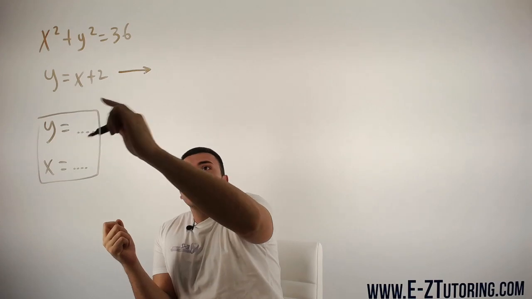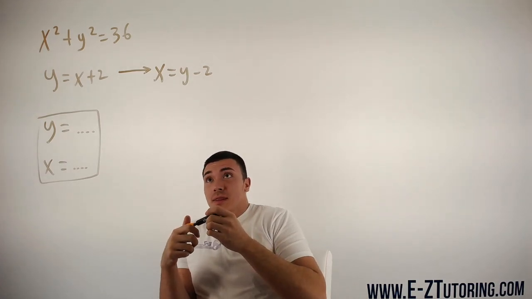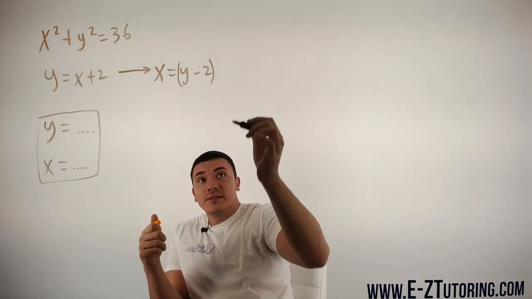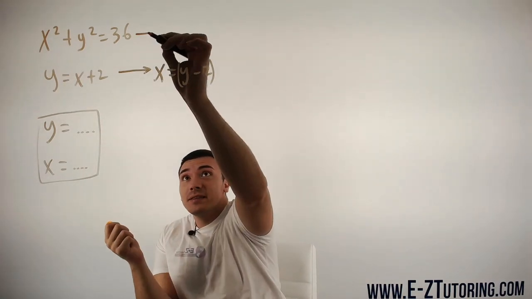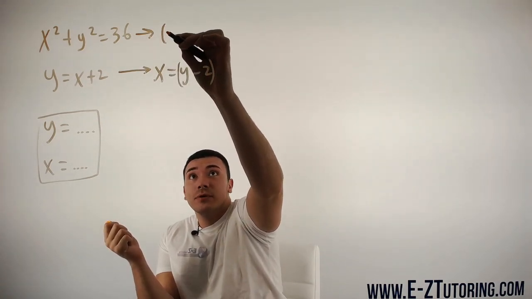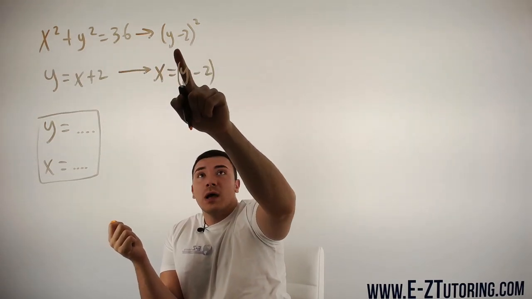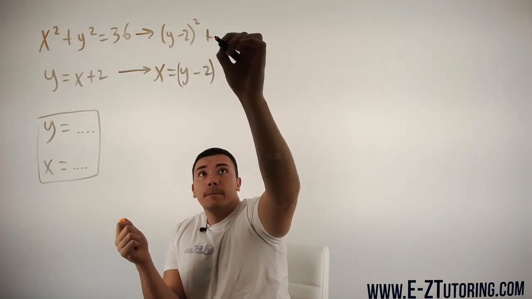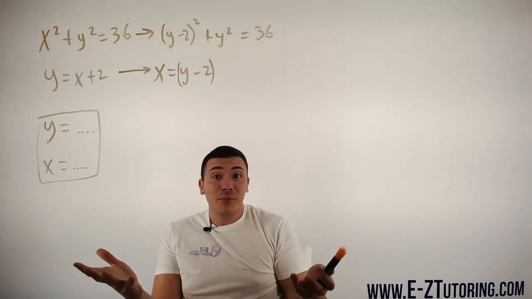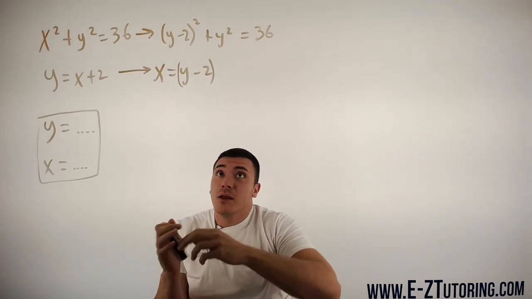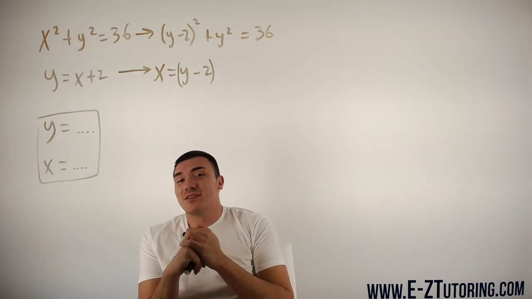So all we do is subtract the 2 on the other side and we get x equals y minus 2. Since we know that x is equal to y minus 2, this x is also equal to y minus 2, which means we can plug in y minus 2 for this x. So we get y minus 2 squared plus y squared equals 36. We substituted in for the value of x, and we ended up getting this equation, which now has only one unknown variable, which means we can solve it.